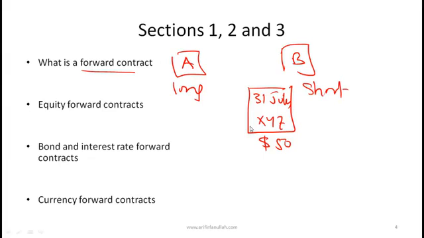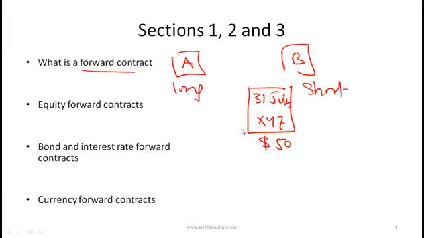What's the advantage here? Both parties are hedging their risk. A does not need to worry about what the price of this asset will be on 31st July. A is locking in a price because A needs that asset on that day. B is also hedging its risk, because B has the asset and needs the money on 31st July, so it is locking in the price it will get. So both parties have locked in a price, and in a sense both are hedged.